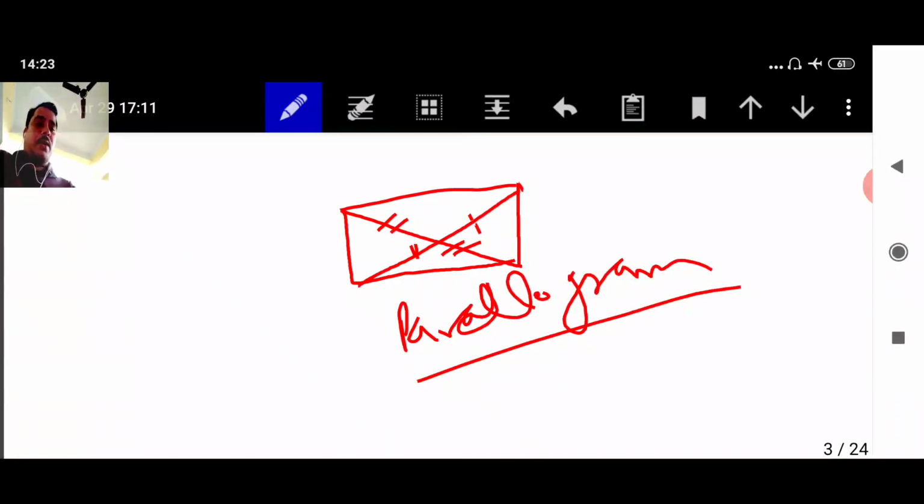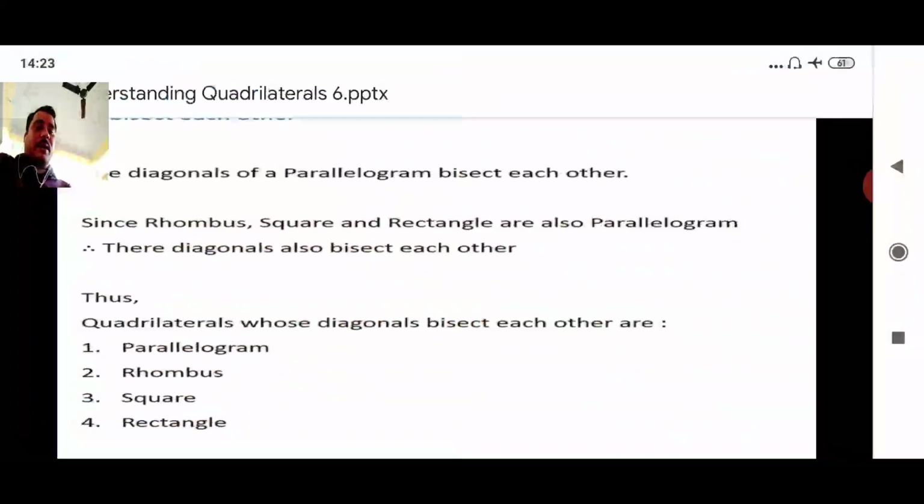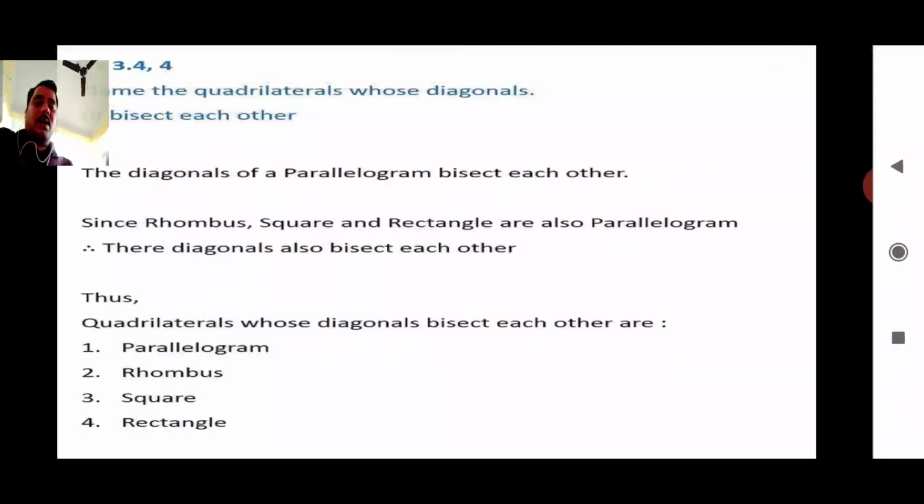Okay, and you know that square, rectangle and rhombus are the types of parallelogram. So the quadrilaterals in which the diagonals bisect each other are parallelogram, rhombus, square and rectangle. Next one.